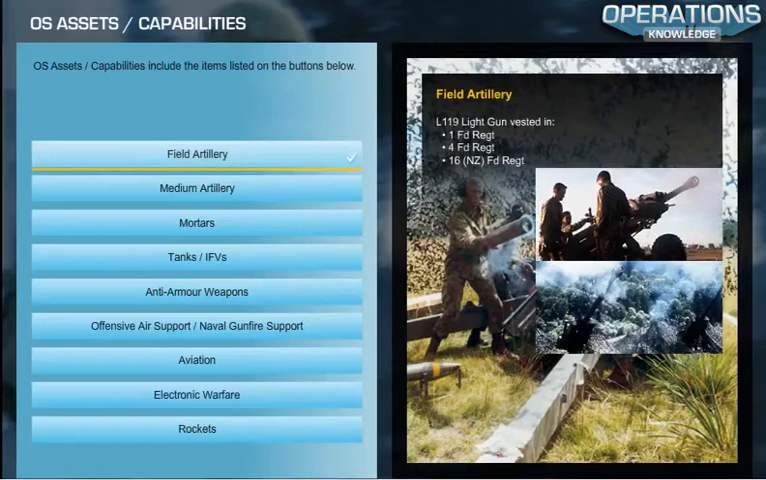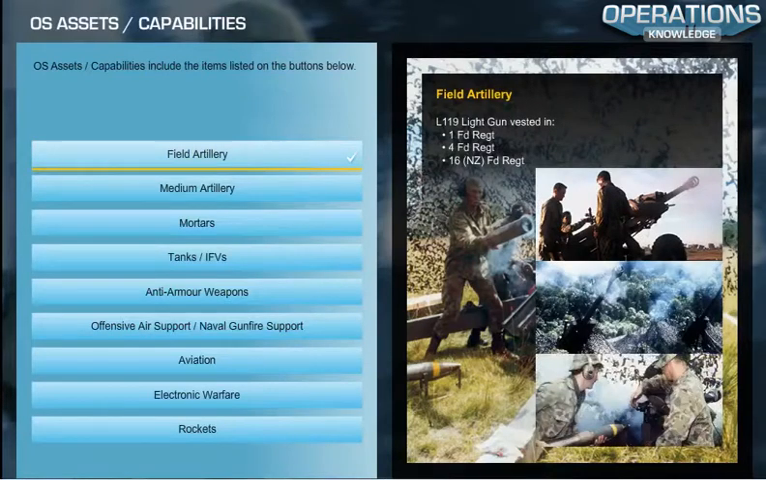Within the Anzac Division, field artillery assets like the L119 light gun are vested in 1 and 4 field regiments and 16 New Zealand Field Regiment.